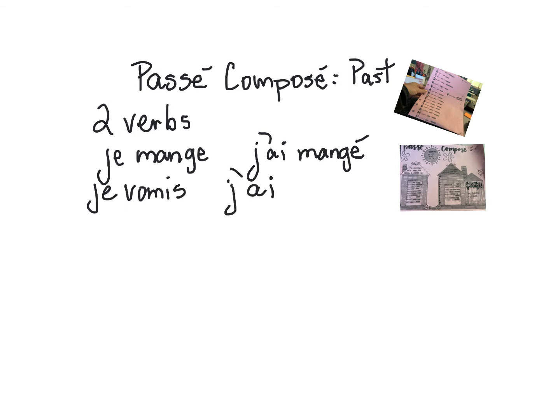So the past tense is something that has already happened, and as you noticed in French, we only have one verb in the present tense, but we have two verbs in the past tense. So I'm going to show you that process. And what I want you to do is write down the notes as we are going along.